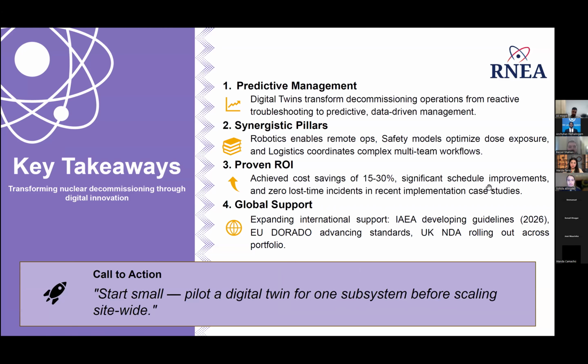So to end, let me leave you with 4 quick takeaways. Predictive management, digital twins shift decommissioning from reactive problem solving to proactive data-driven planning. Synergy, robotics, safety modeling, and logistics coordination aren't isolated tools. They're stronger when integrated through a shared digital foundation. Proven value. So recent implementations show cost savings of 15 to 30%, better schedule adherence, and strong safety records. And lastly, global momentum. This isn't a niche experiment. The IAEA, the EU, and national agencies are all moving in this direction.